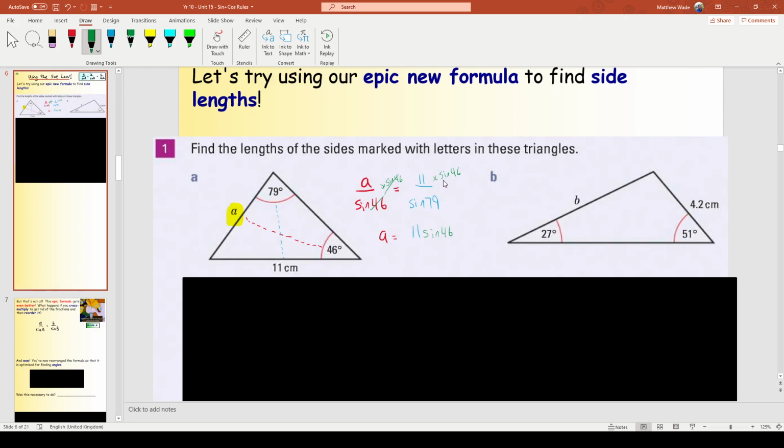If you want to know why, it's because when you times by sine 46, it's actually the same as timesing by sine 46 over 1. So the top gets times by sine 46, but the bottom only gets times by 1.